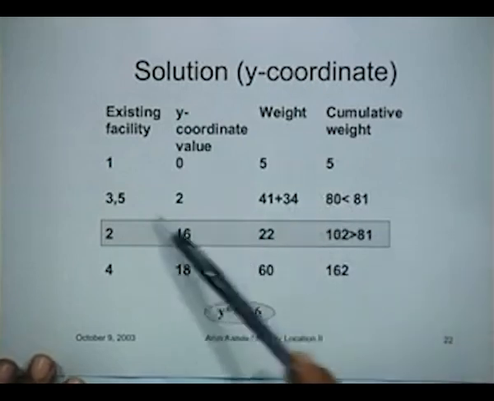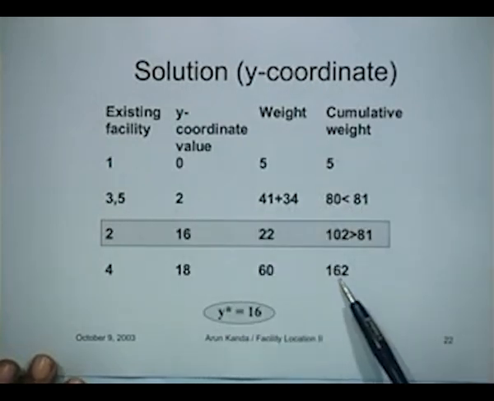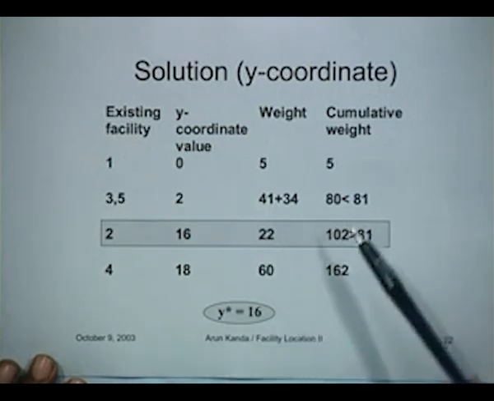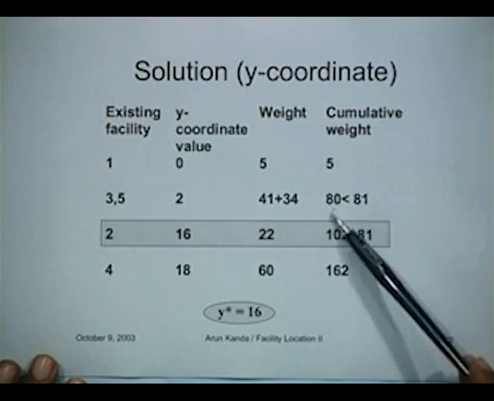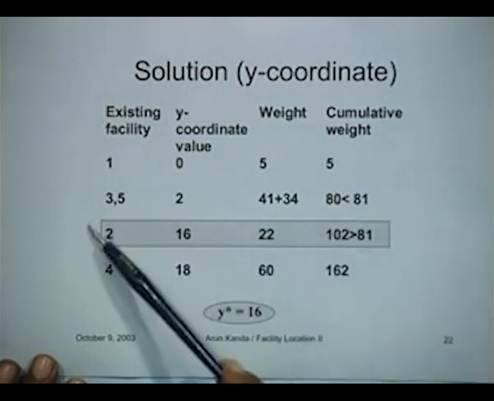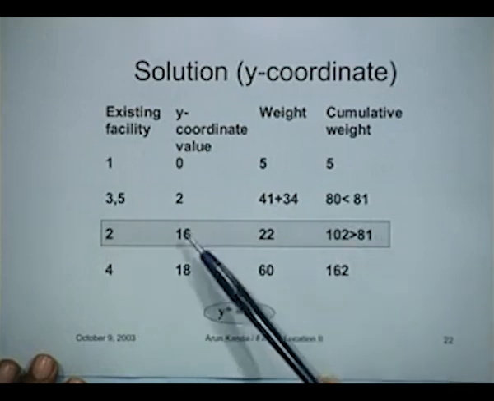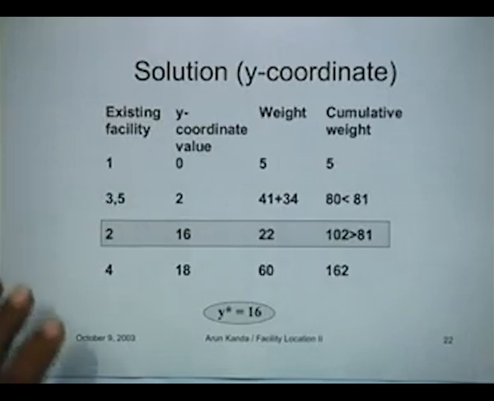Now we have 80. Again, the total cumulative weight is 162, half of that. This is less than this, this is greater than this. So where the cumulative weight first exceeds half the value, that row is here. Corresponding to this, we can identify that y star is equal to 16 from here. So it's very, very simple, right?